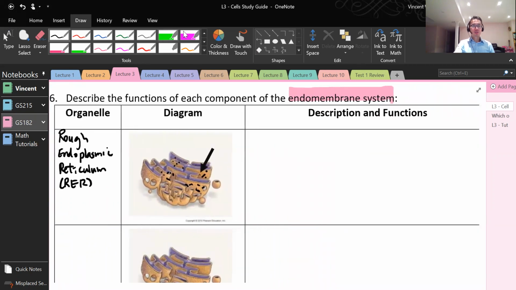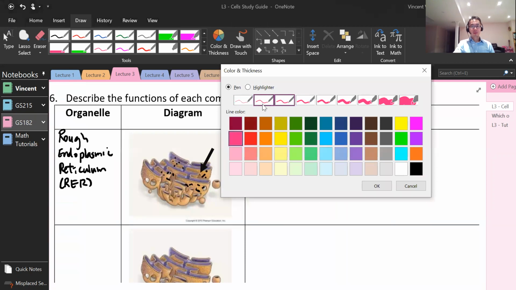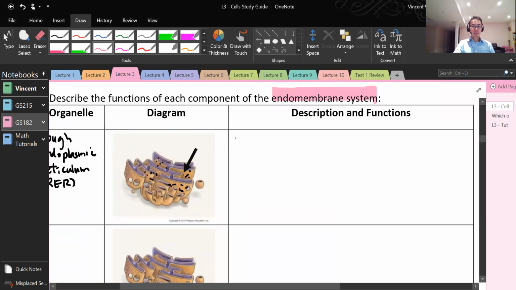So let's put in some description here. Let me try to fit all this stuff in. I'm just going to do that in pink maybe. It's part of the endomembrane system. Actually, everything in this table is part of the endomembrane system, so maybe I don't have to write that. One thing about the rough endoplasmic reticulum is that it is continuous with the nuclear envelope.